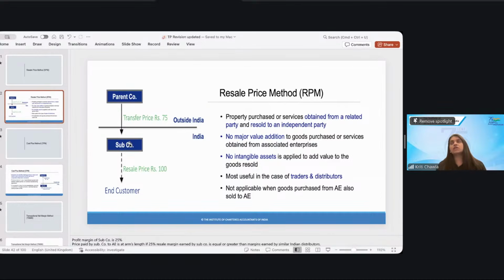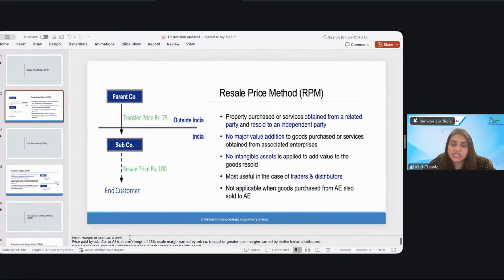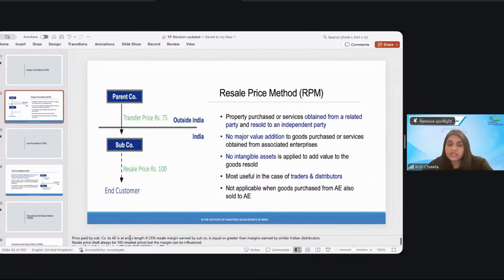Let's say, what is the profit which is made by the subsidiary company? Well, the profit by the subsidiary company is, let's say, 25%. How? 100 minus 75. So it's a 25 margin that they have actually made, 25%. So the price which is paid by the subsidiary company to the AE will be at arm's length if the 25% resale margin earned by the subsidiary company is equal to or greater than the margins which are earned by similar Indian distributors. This is called the resale price method.